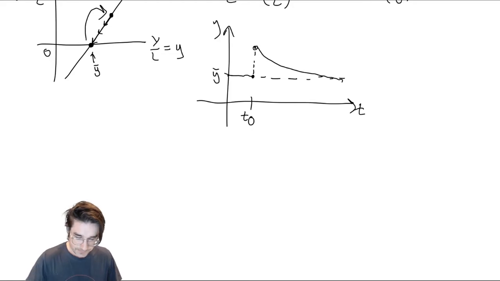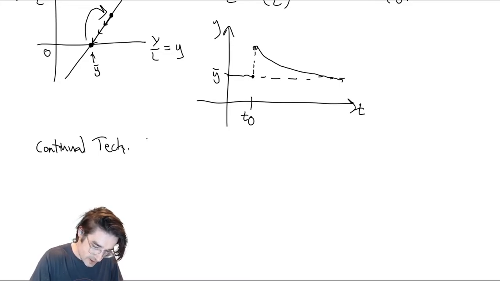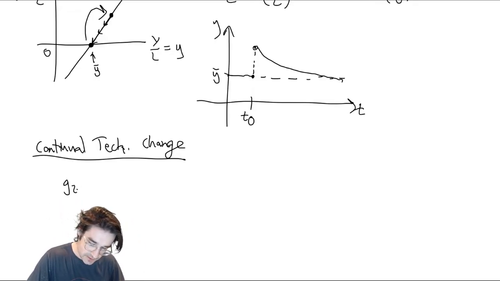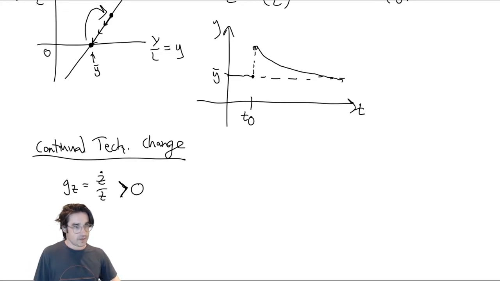All right. We can say, okay, let's do continual technological change. So here we had that one-time change, but now let's think about continual change. We're going to say that g_Z, which is Z dot over Z, is positive. Okay, so the growth rate of technology Z is going to be positive. So Z dot is positive, but in particular, we're going to say that Z is growing at a fixed growth rate. Okay?